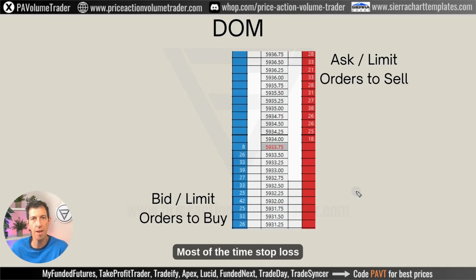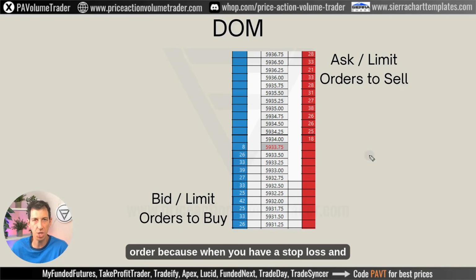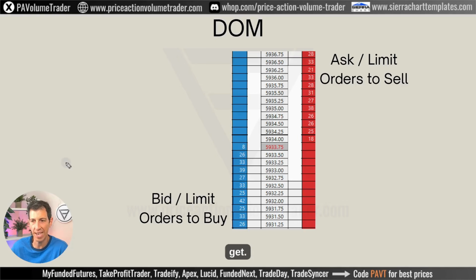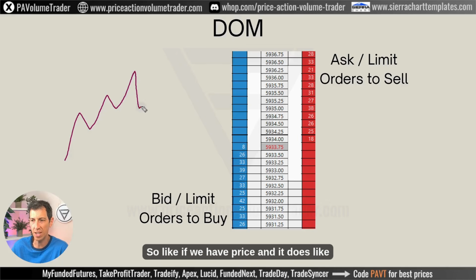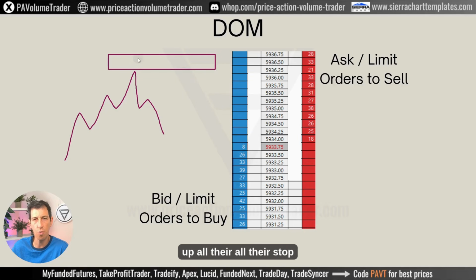Most of the time, stop loss orders are executed as a market order, because when you have a stop loss and price goes there, that's your invalidation and you just want to get out at whatever best price you can get. So if we have price and it does like this and you went short, normally people are going to line up all their stop losses right beyond an obvious swing level. This is what people mean when they say hunting stops or engineering liquidity.